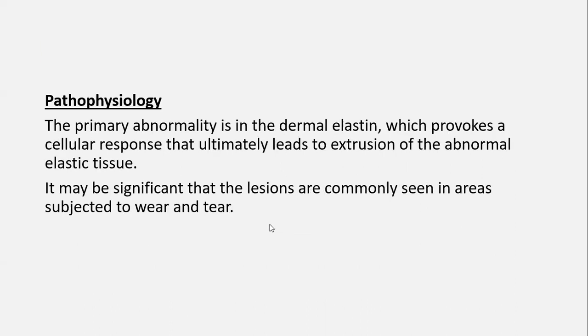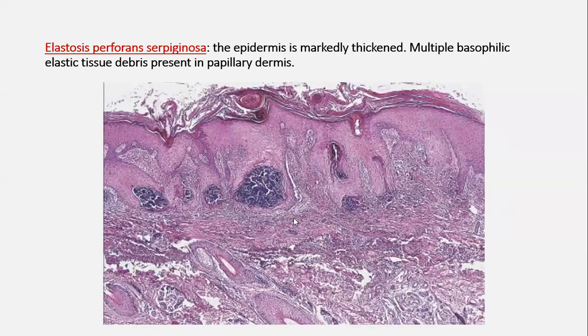The pathophysiology. The primary abnormality is in the dermal elastin, which provokes a cellular response that ultimately leads to the extrusion of abnormal elastic tissue. It may be significant that lesions are commonly seen in areas which are subject to wear and tear. The epidermis is markedly thickened and multiple basophilic elastic debris is present in the papillary dermis.